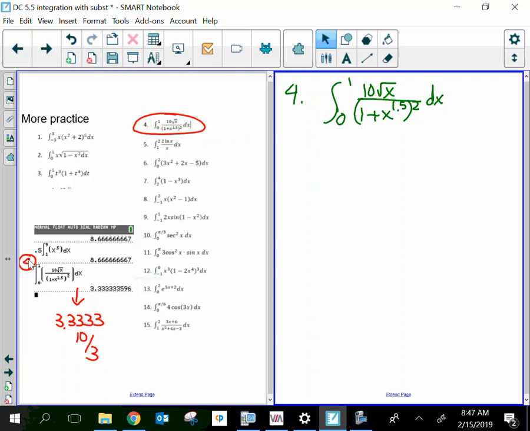1 plus 0 is 1. 0 to the 1.5 is 0. Oh, I was thinking like I was doing it backwards. Yeah, I would have got that because that interval would have been 0. Got it? All right.